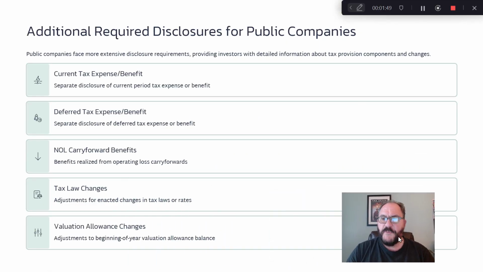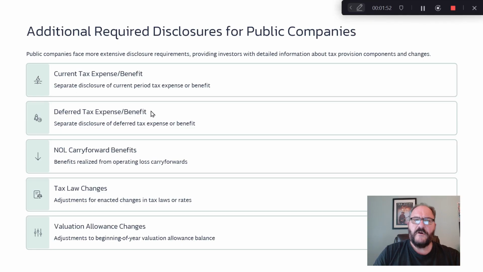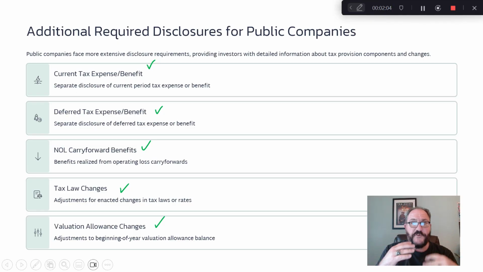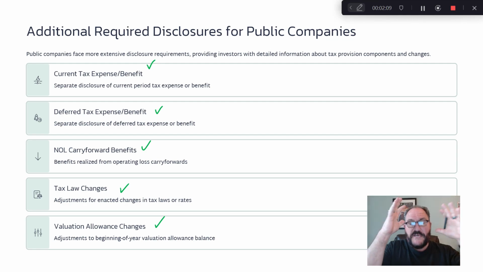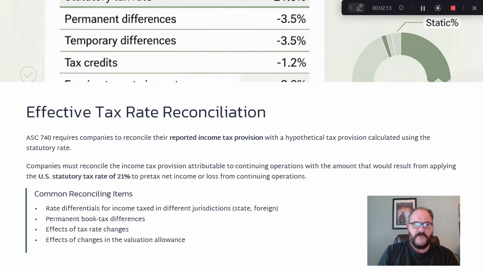Okay. Some other items they have to talk about are the current tax expense benefit, any deferred tax expense, carry forwards, net operating losses, tax law changes, valuation allowance changes. So these are all in the notes. And if you have ever seen a publicly traded company's financial statements, you know the notes are pretty long. Okay. And then the next thing they have to do, so the U.S.